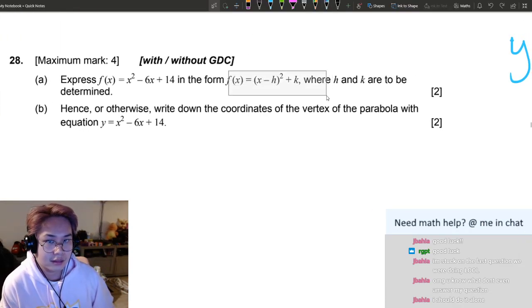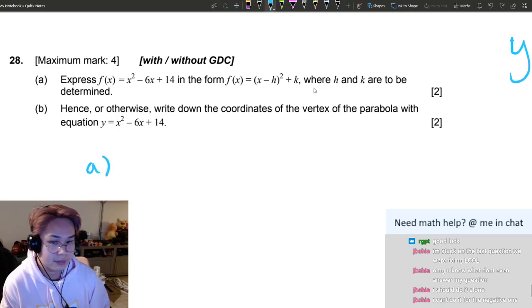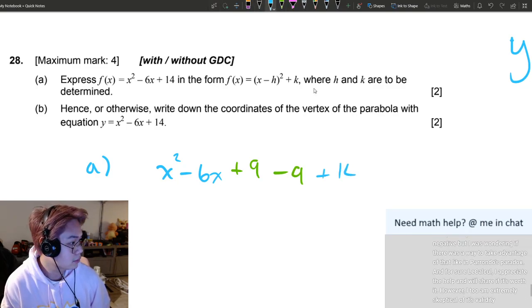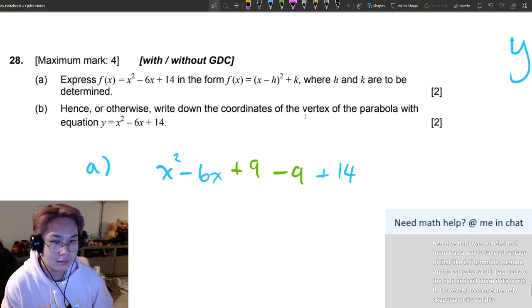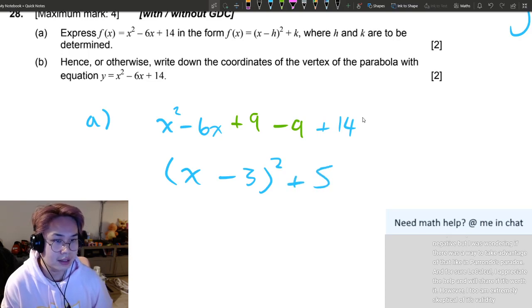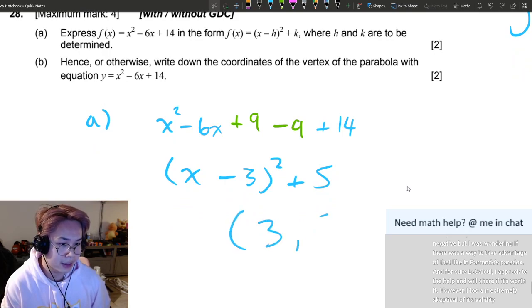Okay, what is this one? We need to change this to this format so we complete the square. Easy enough to do. So to complete the square, I'm gonna need to add and subtract 9. And if we do, then we get x minus 3 squared, and then negative 9 plus 14 is plus 5. So then there you go. There's your h and k. And then hence or otherwise, write down the coordinates of the vertex. So the coordinates of that vertex are at 3 and 5.